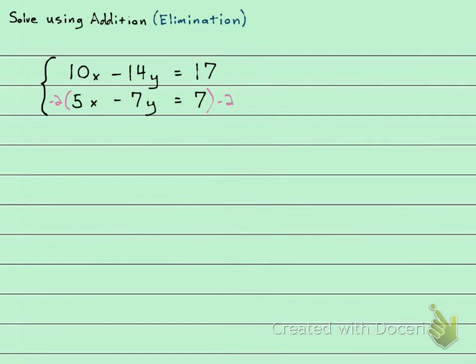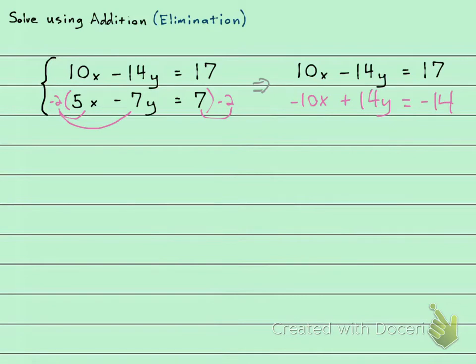In order to get that, I'm going to multiply this equation, every term through, by negative 2. All right, so let's move this system over. My top equation is going to stay exactly the same. And my bottom equation now is going to be negative 2 times 5x is negative 10x. Negative 2 times negative 7y, negative times a negative, positive 14y. And then negative 2 times 7 is negative 14.